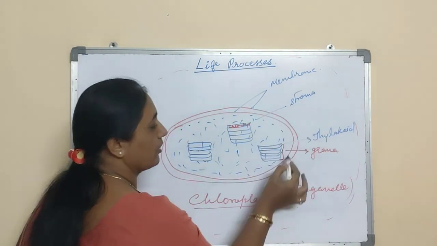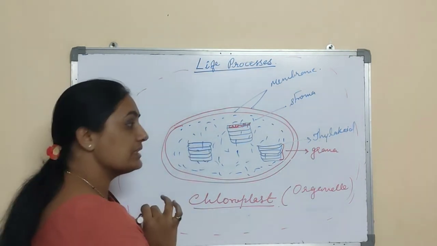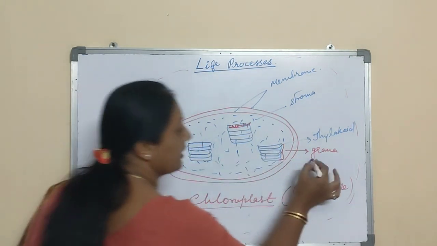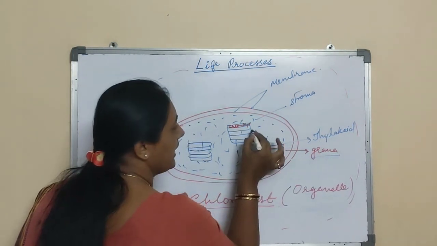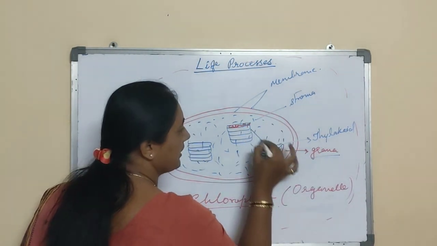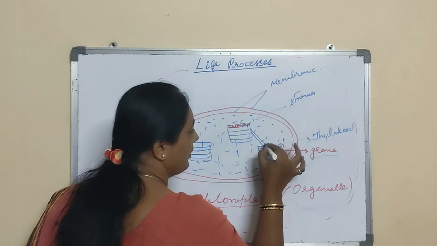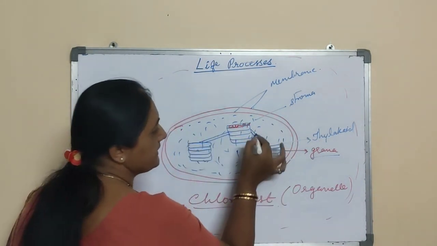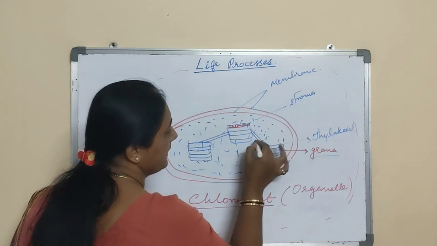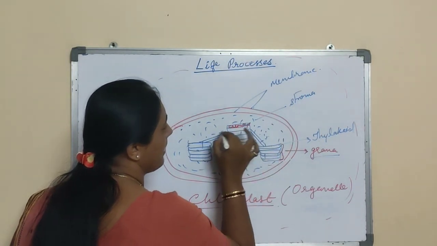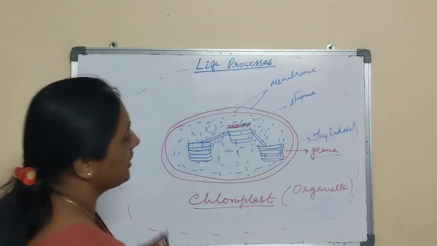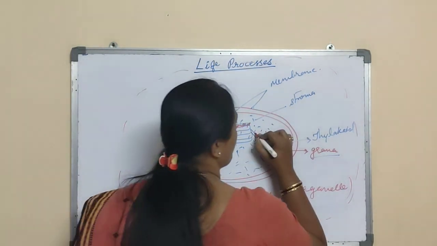Inside the thylakoid, chlorophyll is present. A bunch of thylakoids placed one above the other is called grana. These thylakoids are attached to each other with the help of lamellae. This is called lamellae, and these lamellae are totally embedded in the stroma. That's why this structure is also called stroma lamellae.